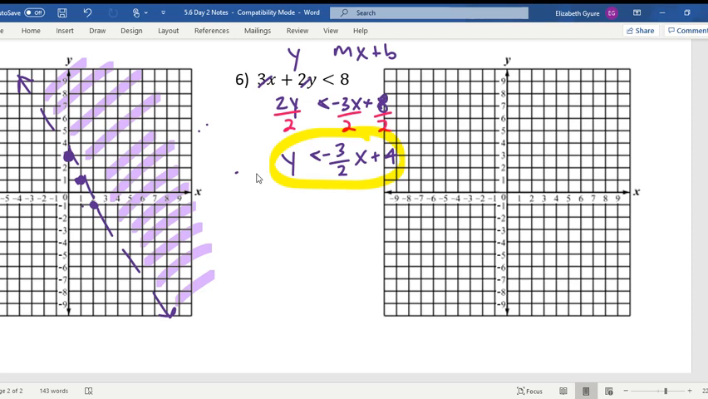All right, so now we need to graph this. I don't know if Lynn is back. Jake, what's my y-intercept here?